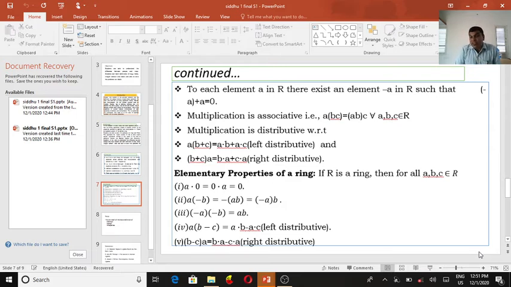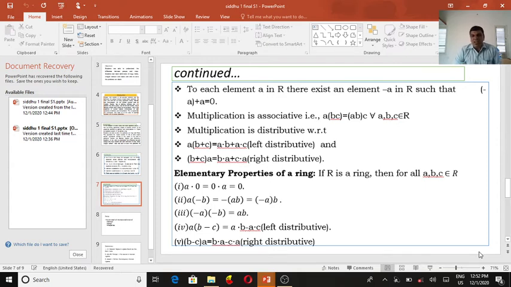Yes, I am using the distributive law. See, a into 0, we can write a of 0 plus 0, which is a into 0 plus a into 0. So the left hand side a into 0 is there, and 0 plus a into 0 equals a into 0 plus a into 0. So by right cancellation, a into 0 and a into 0 get cancelled. 0 is equal to a into 0. Simple. You are only using the distributive property under addition.